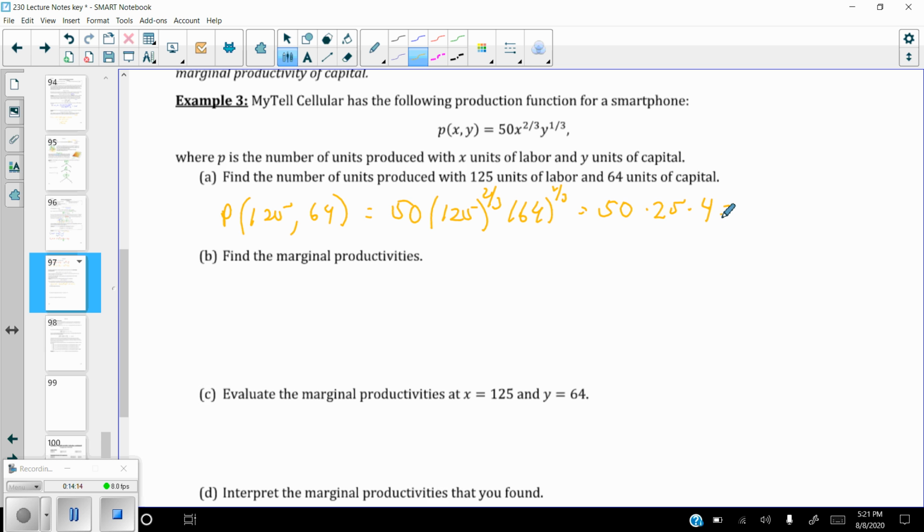So it looks like we're going to get 25 times 4, which is 100, times 50. So that's going to be, what is that? 5,000? 5,000 is the number of units produced with 125 units of labor and 64 units of capital.